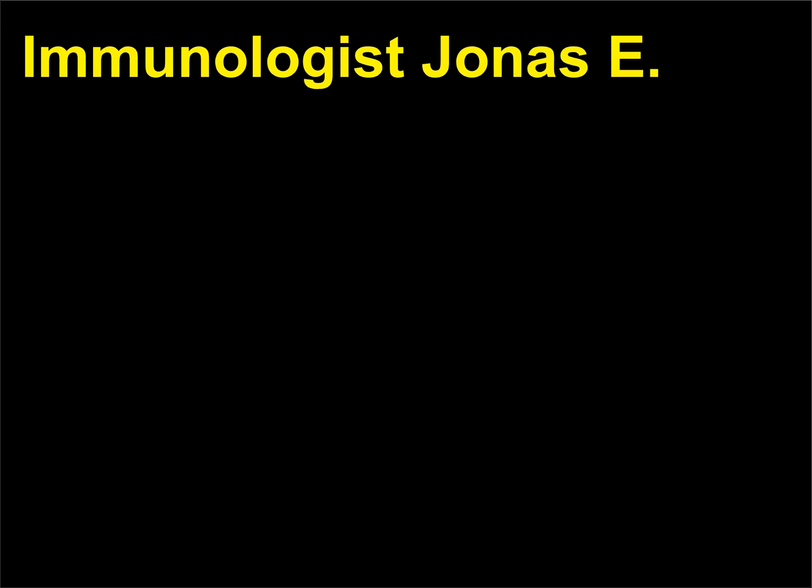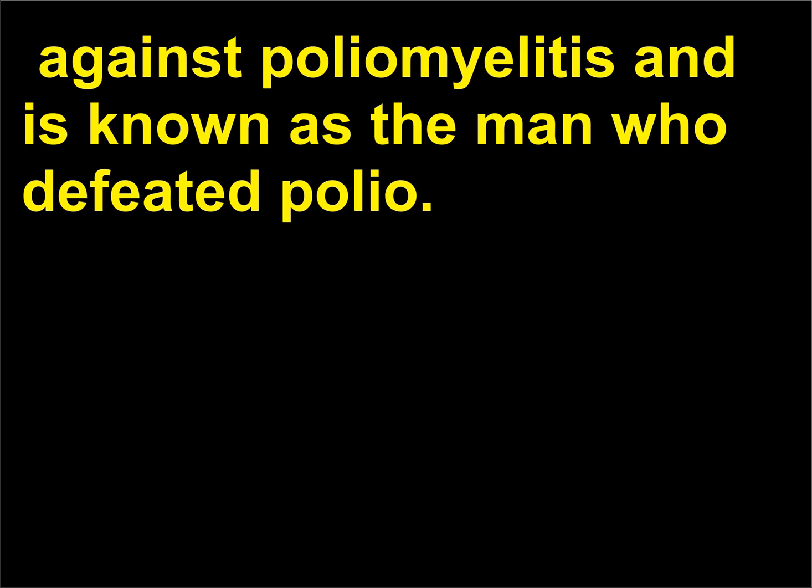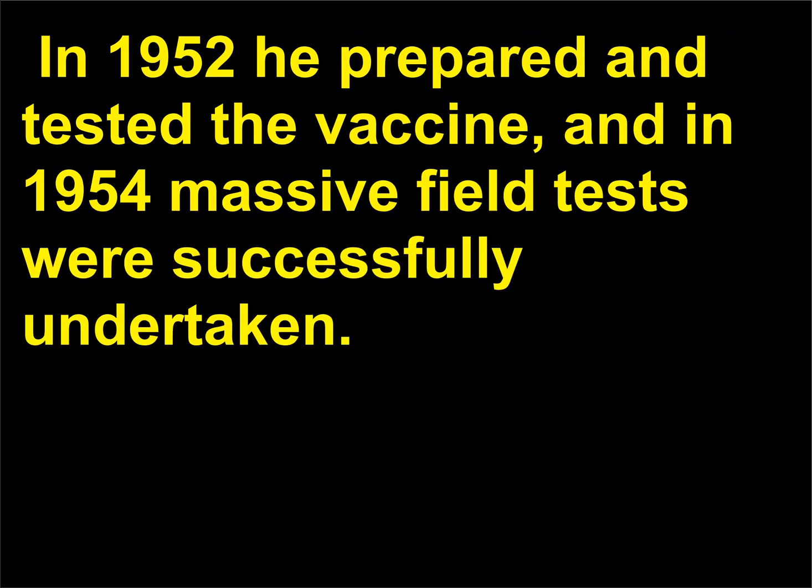Immunologist Jonas Salk, 1914 to 1995, developed the first vaccine, made from a killed virus, against poliomyelitis and is known as the man who defeated polio. In 1952 he prepared and tested the vaccine, and in 1954 massive field tests were successfully undertaken.